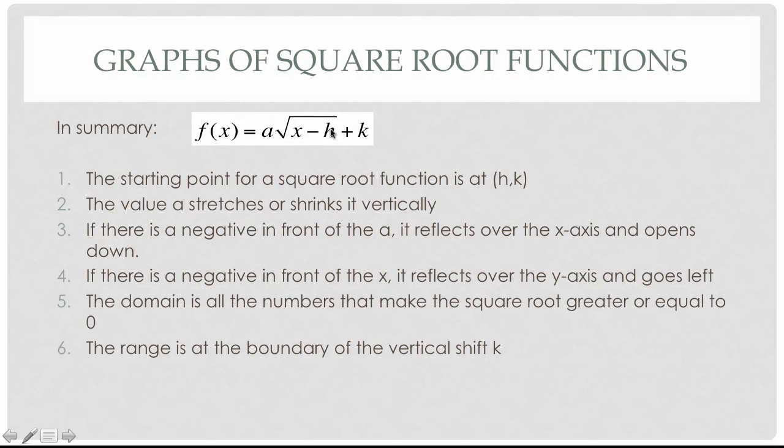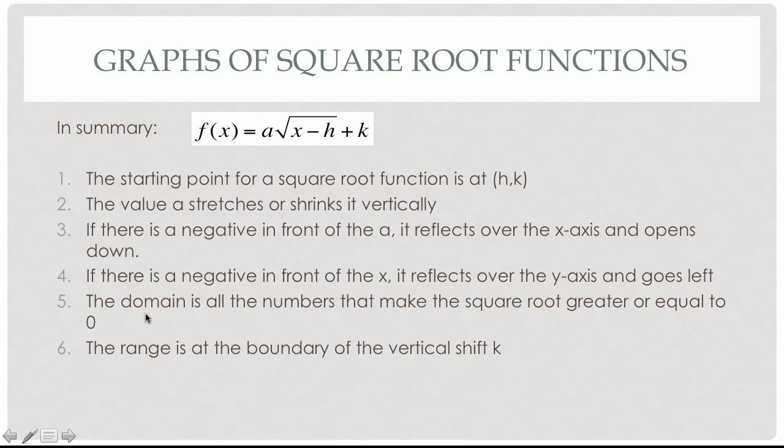In summary, we have this equation. The starting point for every square root function is at this point (h, k). We can tell that right from the equation. The value for a stretches or shrinks it vertically, makes it grow taller or shrinks it down. If there is a negative in front of the a, it reflects over the x-axis and makes it open down. If there is a negative in front of the x, it reflects over the y-axis and makes my function go left.